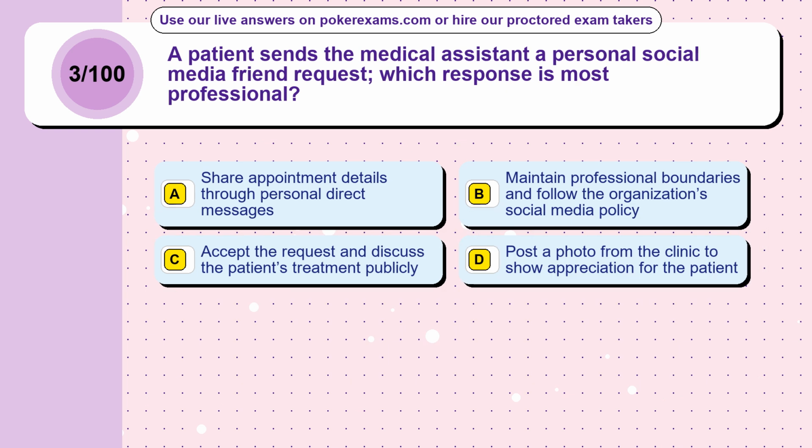Question 3. A patient sends the medical assistant a personal social media friend request. Which response is most professional? Option A. Share appointment details through personal direct messages. Option B. Maintain professional boundaries and follow the organization's social media policy. Option C. Accept the request and discuss the patient's treatment publicly. Option D. Post a photo from the clinic to show appreciation for the patient.